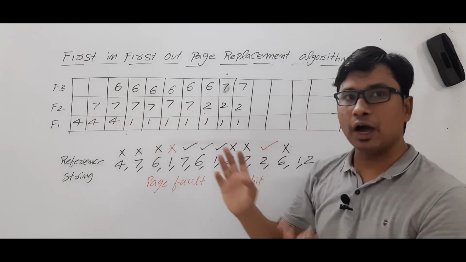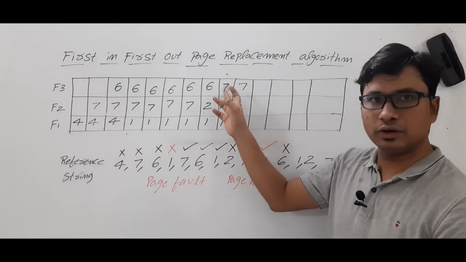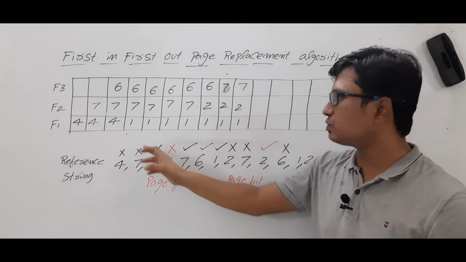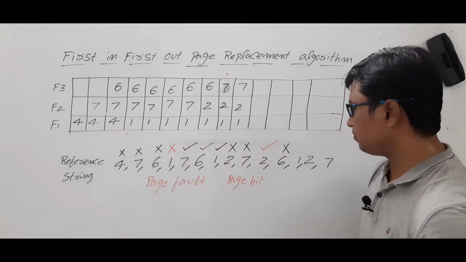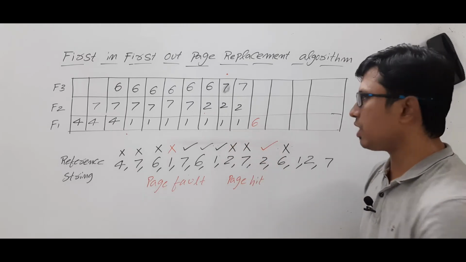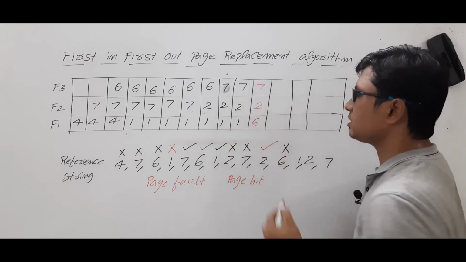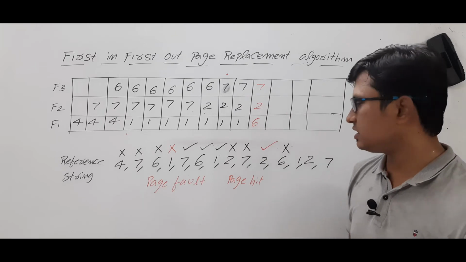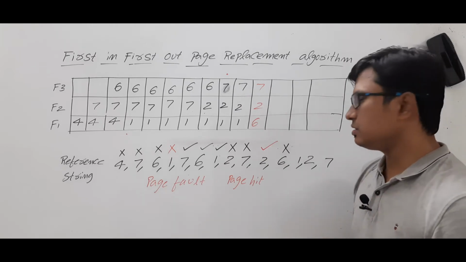After that, we have removed it. Again, it was in here only. Are you able to understand? So page number 1 is the victim page. We have to swap out, and page number 6 should be swapped in. Currently page number 6, page number 2, page number 7 is available in the main memory.